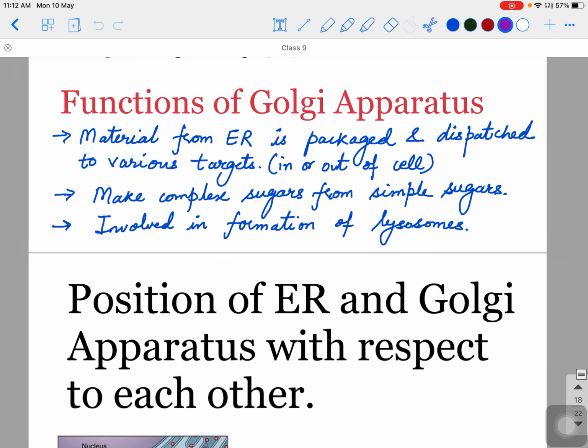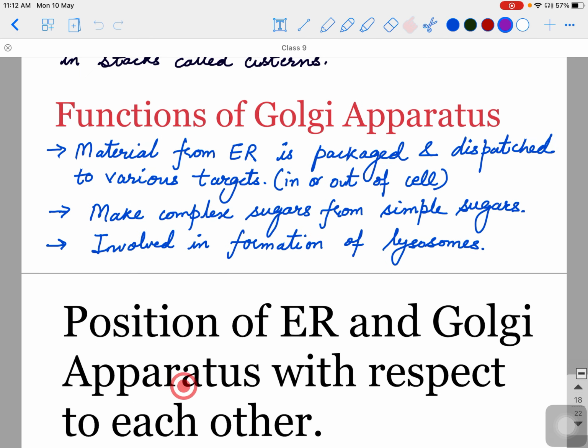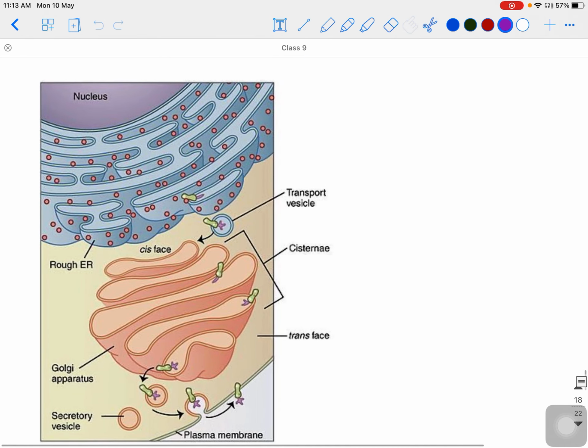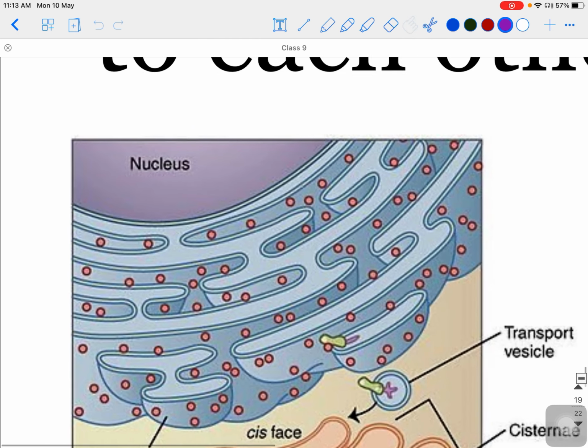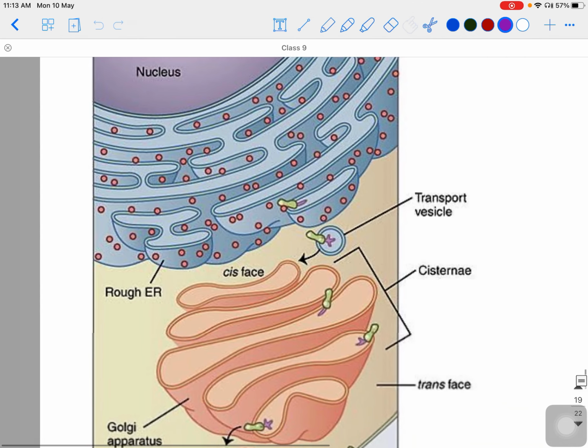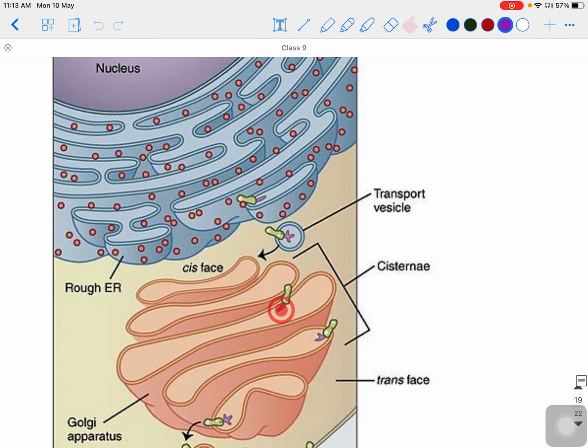Now let's see the position of ER and Golgi apparatus with respect to each other, how they are present in the cell. This is the structure. Some portion you are familiar with already. Here you can see that nucleus is shown. Outside the nucleus, endoplasmic reticulum is present, rough endoplasmic reticulum. Just after endoplasmic reticulum, this structure is Golgi apparatus. So you can see that they are present very close to each other. First nucleus, then rough endoplasmic reticulum, and then Golgi apparatus.